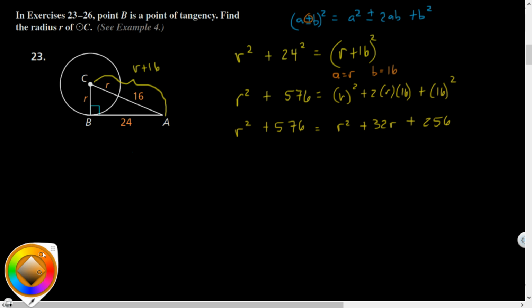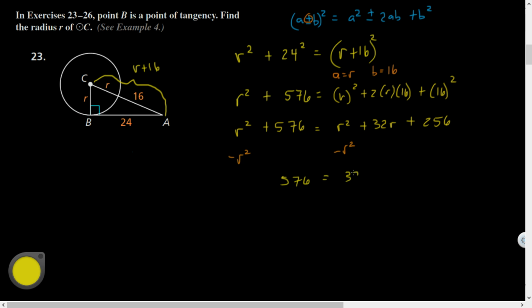So now to solve for r, conveniently, there's an exact r squared on both sides. So I'm going to just be able to subtract that from both sides, and you guys won't be stuck having to solve a quadratic equation today. All right, let's keep solving. 576 equals 32r plus 256. Subtract that 256 from both sides.